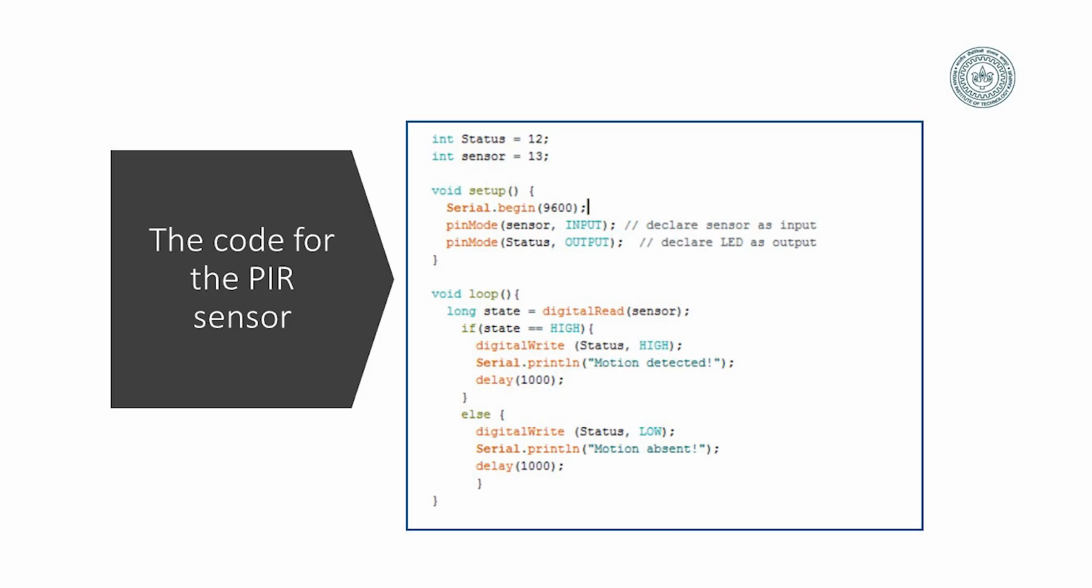Otherwise, if it is low, then it is going to print out motion absent, and it is not going to print out this high status. If you do not wait, then the LED will just glow for a millisecond, and you will not be able to see it. So, 1000 milliseconds is a second. So, it glows for 1 second, so you can see it and perceive it. Does this code make sense? So, this is a basic code, and then you can build on top of it and make it more complex.